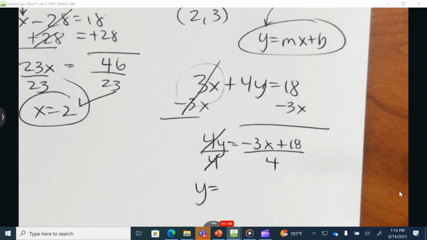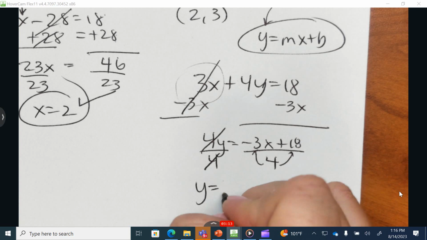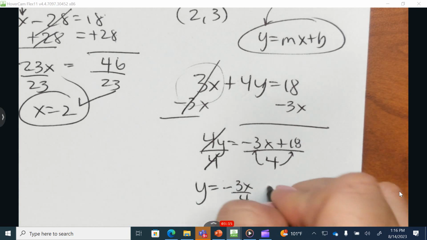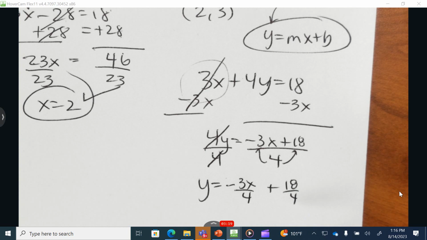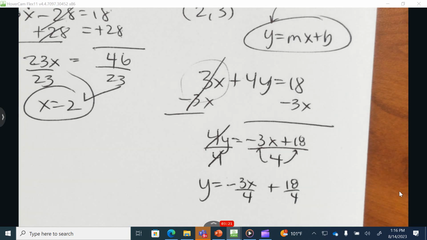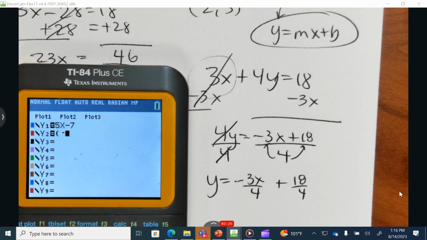How can I properly write this? This 4 must be shared with both the left and the right. So negative 3x over 4 and positive 18 over 4. And yes, you could reduce 18 over 4 to 9 over 2 or leave it like this. So let's go on now and put this next one in. First parenthesis is negative 3/4 x plus, parenthesis, 18 divided by 4.